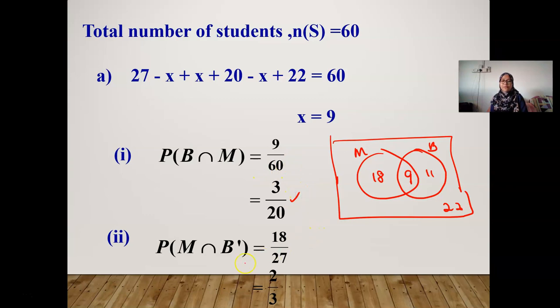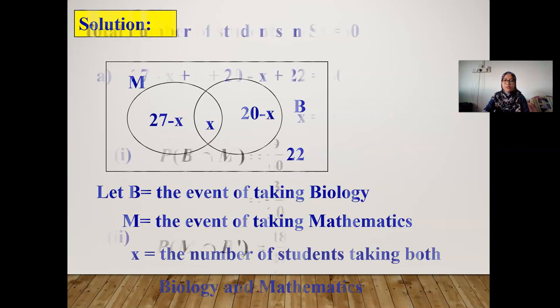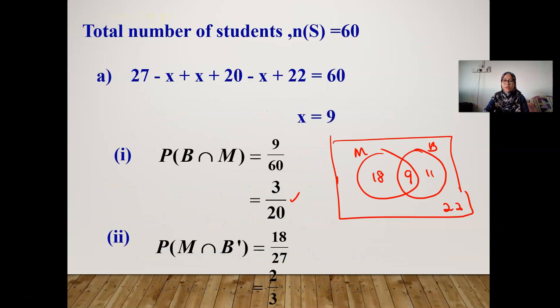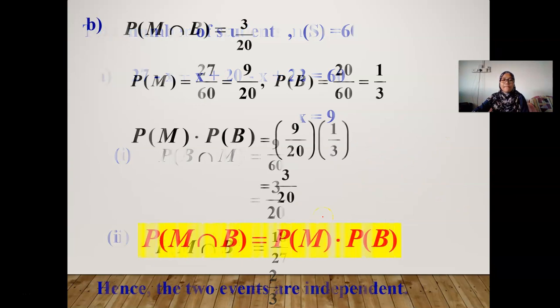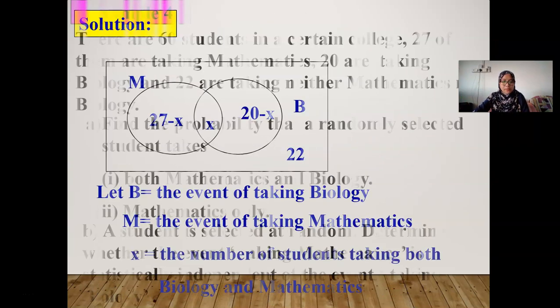Simplify this answer. The second part of the question is asking you for mathematics only. What is the probability of taking mathematics only? So 18. Don't take the ones who are taking maths and biology, because the question is mathematics only. Mathematics only is M intersect B prime.